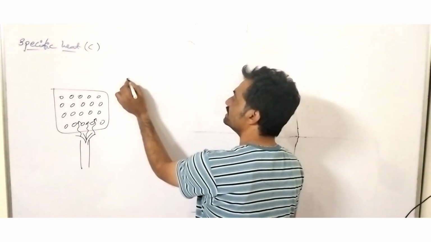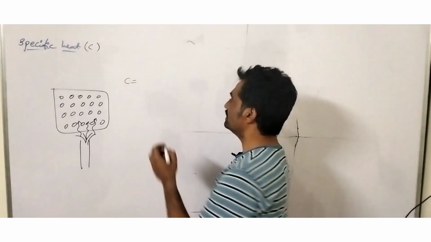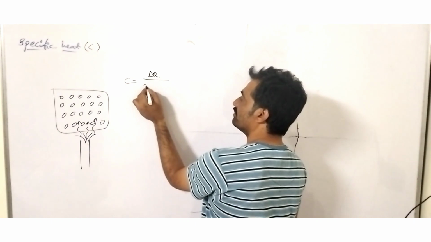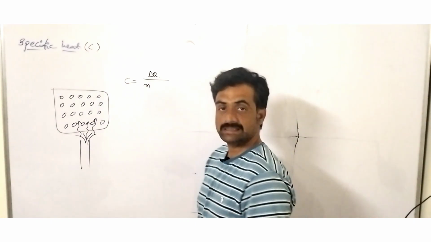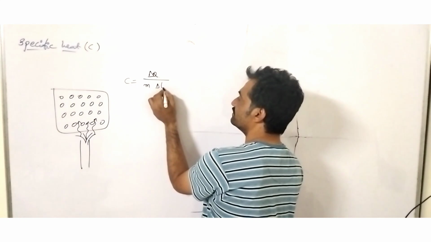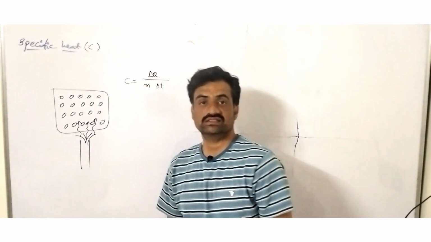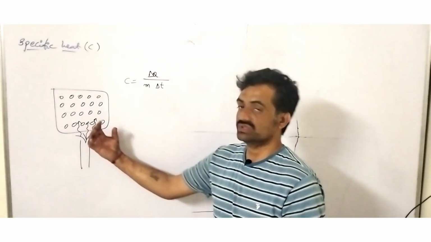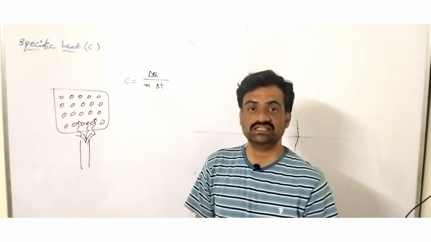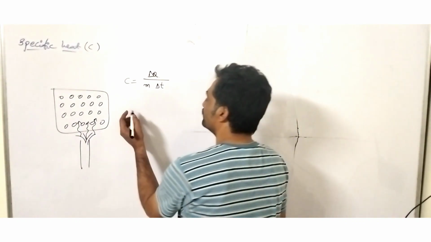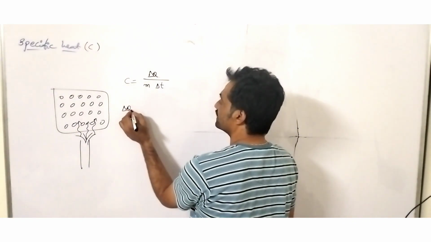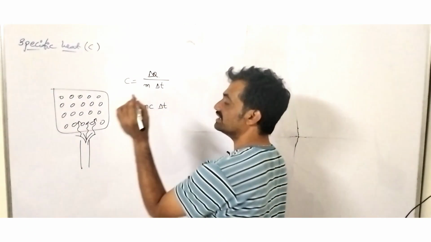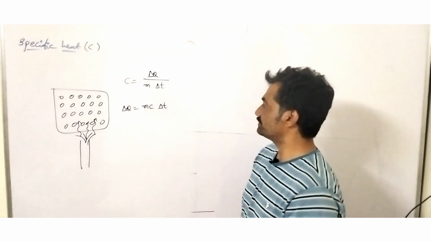So, the specific heat is represented as C equals the amount of heat transferred divided by mass of the substance into increase in the temperature. Increase in the temperature or decrease in the temperature. When we remove the heat from the system, then we can represent it as a decrease in the heat. So from this we can represent that delta Q is equal to mass into specific heat into change in the temperature, delta T.